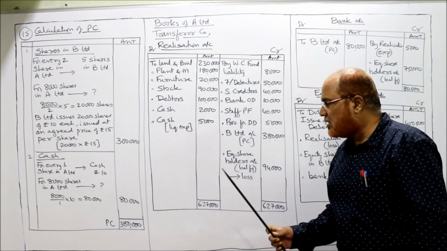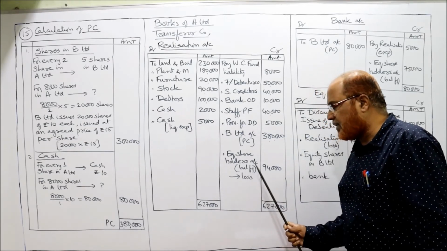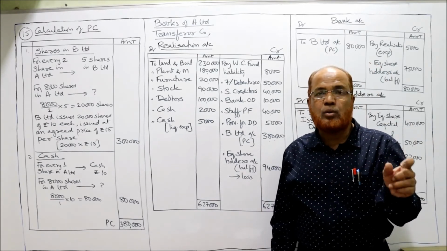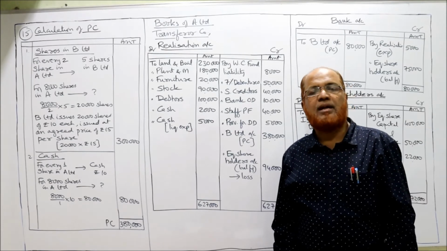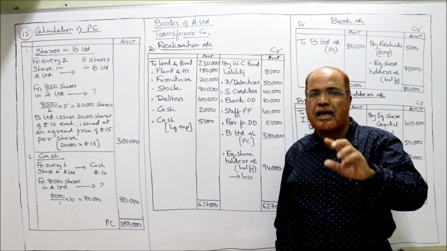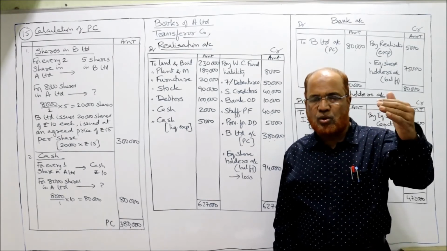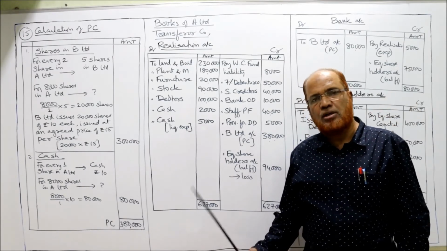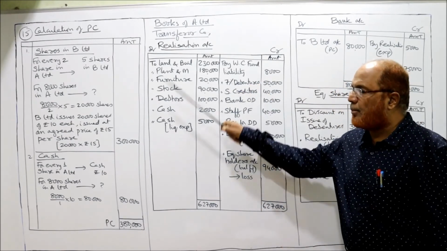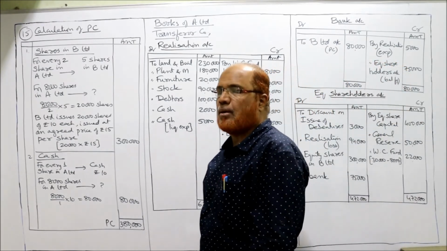So how much is the loss? 94,000, the balancing figure. And this loss should be transferred to equity shareholders. So the entry will be equity shareholders account debit to realization account. So we credit realization by equity shareholders 94,000. Okay, the realization account is completed.